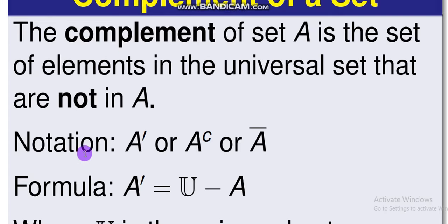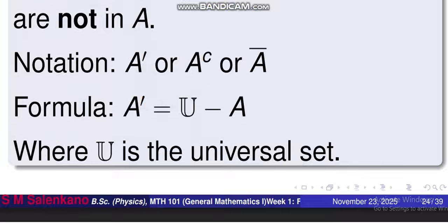In notation, you can either write it like this, A prime, or you say A raised to the power of C, or A with a bar. If you write this symbol or this symbol or this symbol, any one of these 3 is read complement of A, or you simply say A complement. This is how it is read. The first 2 symbols are more common. Okay.